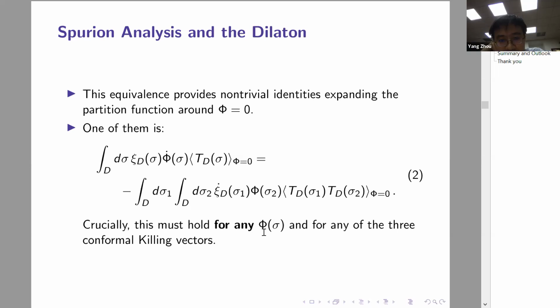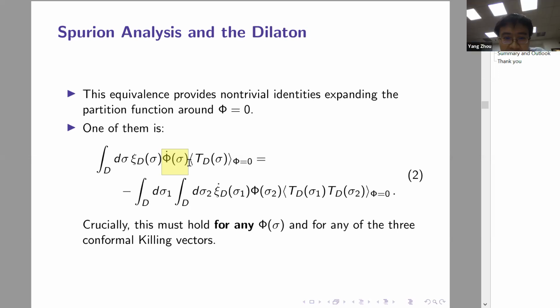But then if I plug in different phi, then I get this constraint too. You basically get infinite constraints. Depending on which phi of sigma you're putting, you will get some constraints on the correlation functions. We picked one that will be particularly useful for us. You may get constraints, or you may get something that holds trivially.